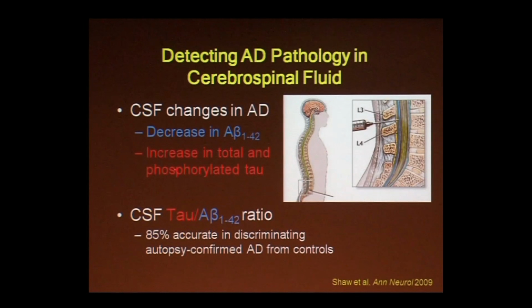In addition to that, you can measure increases in tau in the spinal fluid, probably as the cells are dying with the tangles, they're releasing tau. And so if you combine these two into a ratio, you can actually very accurately discriminate patients who had Alzheimer's disease from people who are normal with very high accuracy just based on their spinal fluid profile.